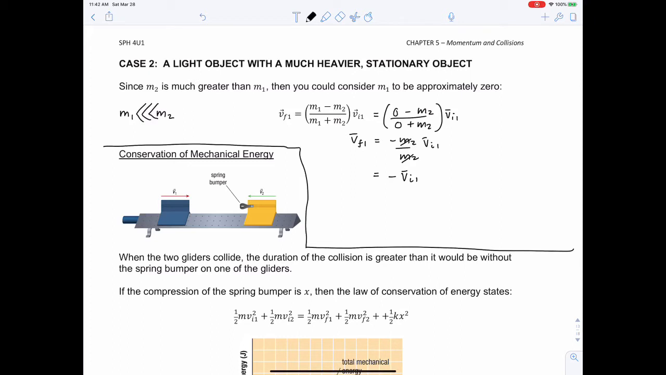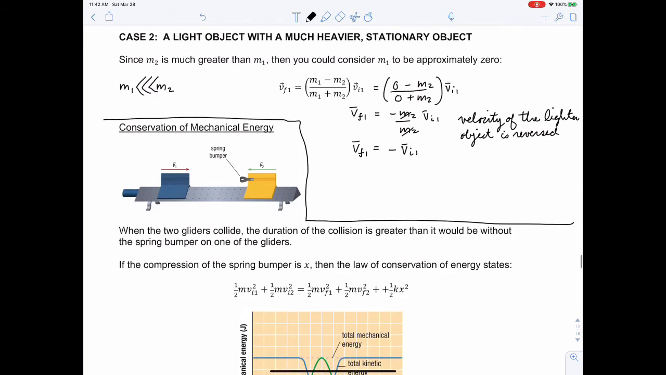So what this tells us is when a small object collides with a larger object, its velocity has the same magnitude but is in the opposite direction. So essentially, the velocity of the smaller mass, or the lighter object, is reversed, as if it is deflected off that very large object, and the large object remains at rest.